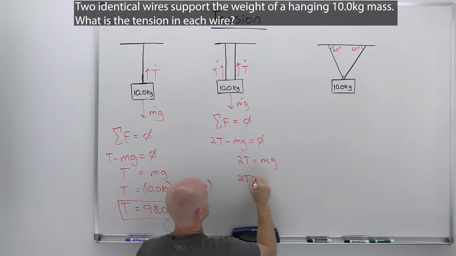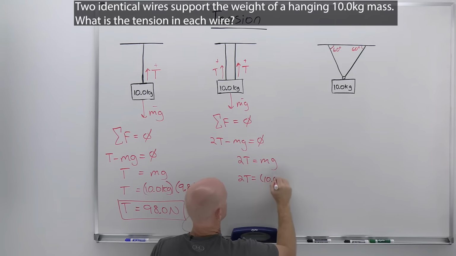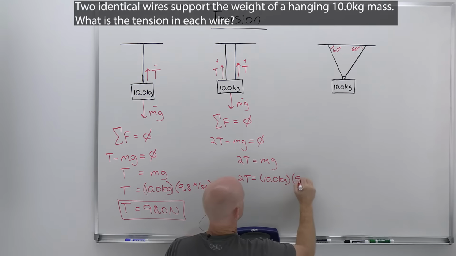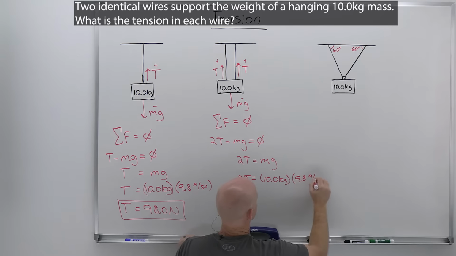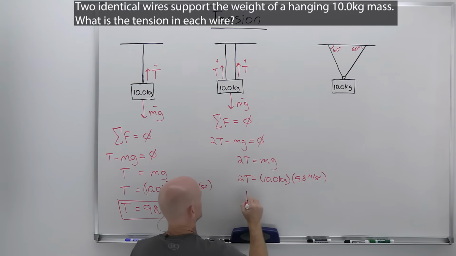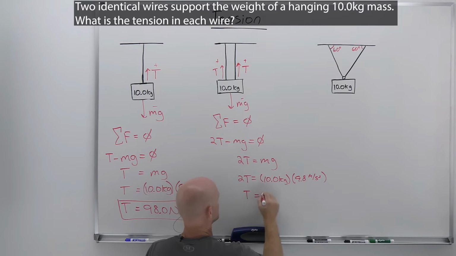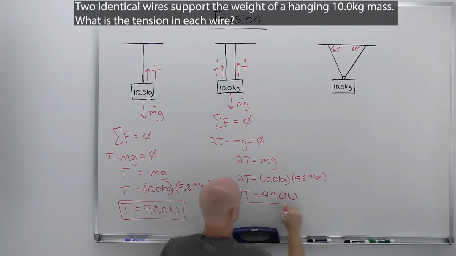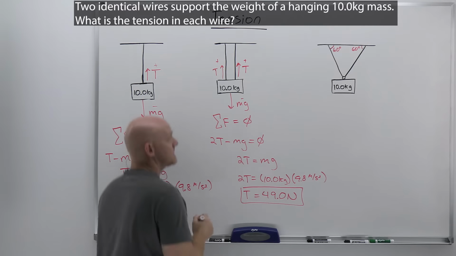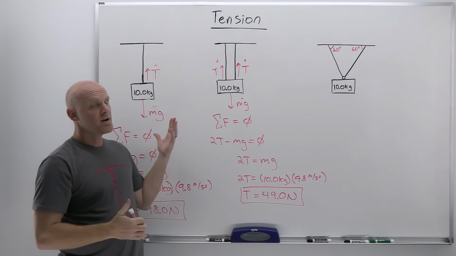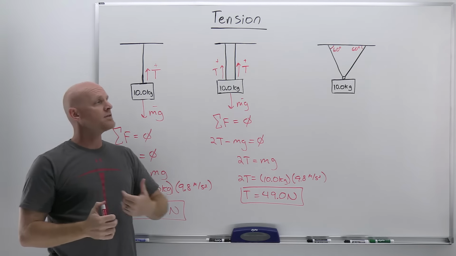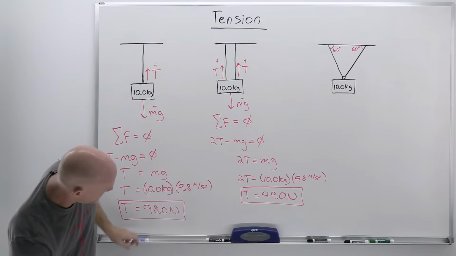So 2 times the tension equals 10.0 kilograms times 9.8 meters per second squared. Again, 10 times 9.8 is 98, divided by 2. And we see the tension is just half as much. Again, to get 3 sig figs, we'll make it 49.0 newtons. Okay, so these aren't too bad. They're nice one-dimensional problems, but we can definitely make this harder, and we are about to.